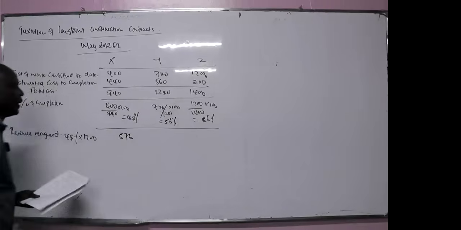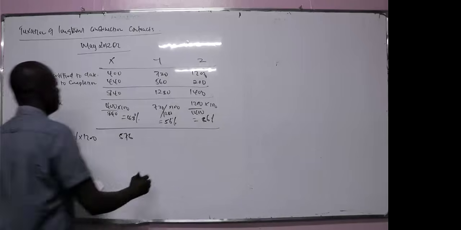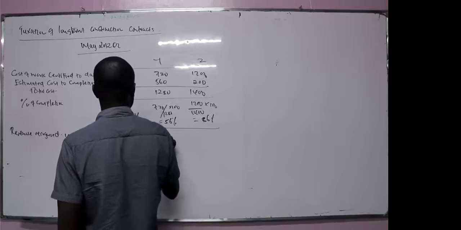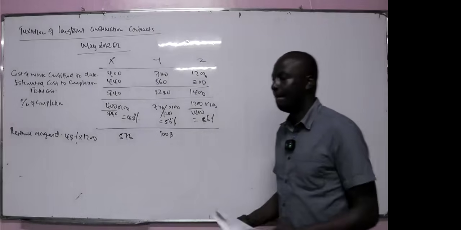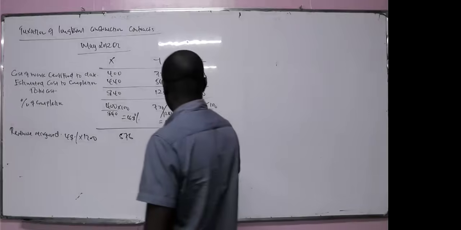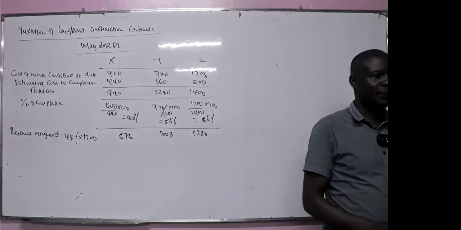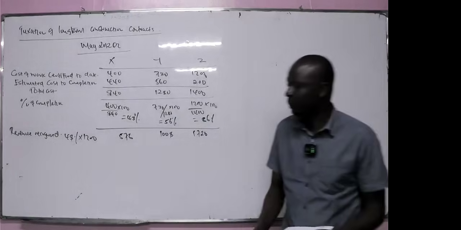576. This other one? 1008. This other one is 17. So that is the revenue recognized. Revenue recognized is the percentage of completion multiplied by the contract price.